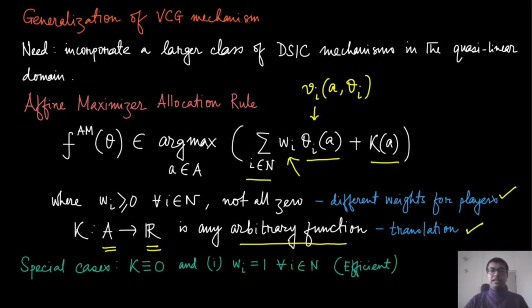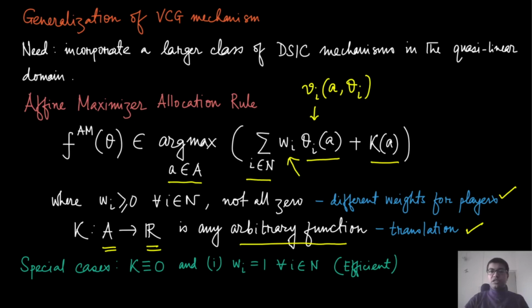Together they constitute one affine sum of all these players' valuations, and therefore the name Affine Maximizer comes in. We are trying to maximize this affine sum with respect to the allocation. So we pick the allocation that maximizes this affine sum, and therefore it is called the Affine Maximizer allocation rule.